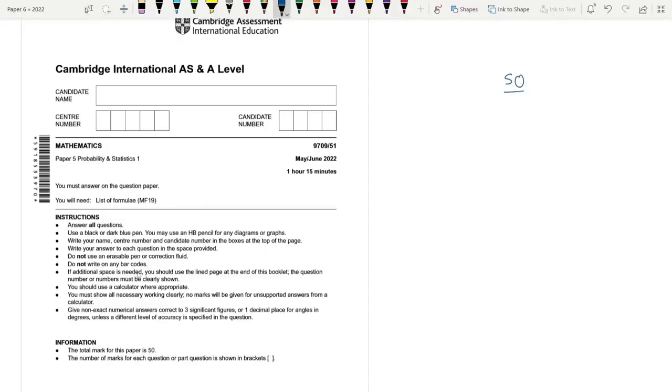The maximum mark was 50. This is component 5-1. So A was at 38. B was at 33. C was at 27. D was at 21. And E was at 16.